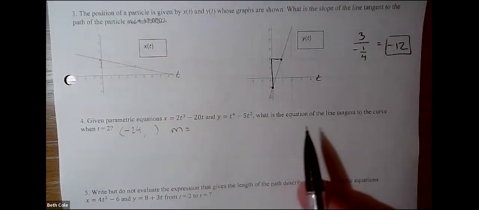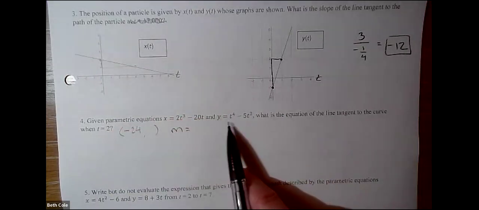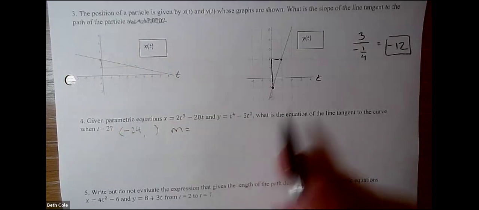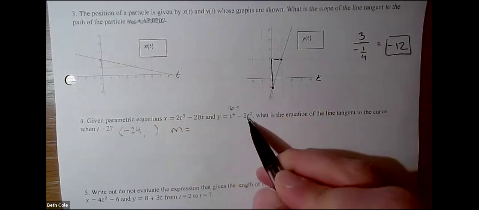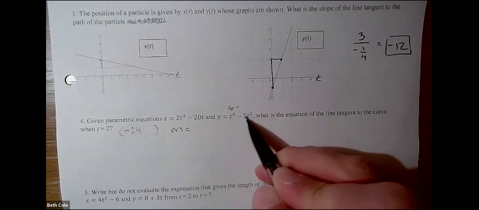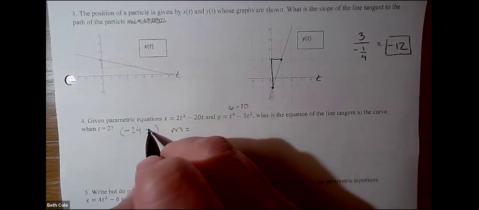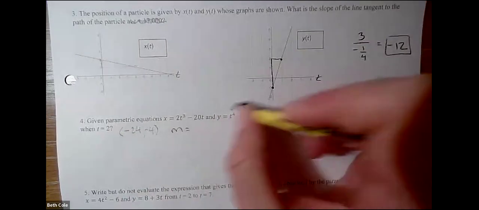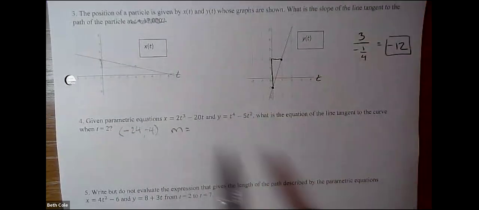All right, and then plugging 2 in for y. 2 to the 4th is 16. Let me make myself a little note. 2 squared is 4 times 5 is 20. So that's going to be negative 4. I'm just going to erase that in case I need to put something else there.